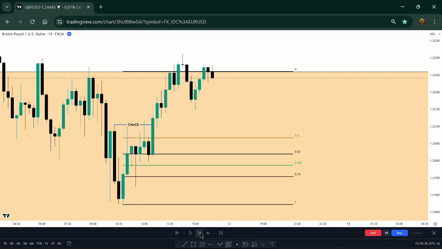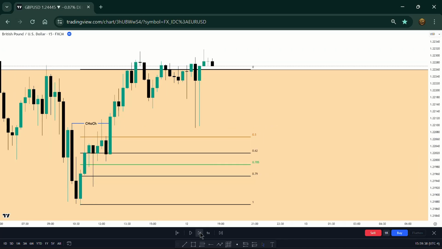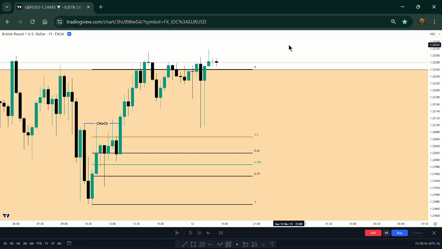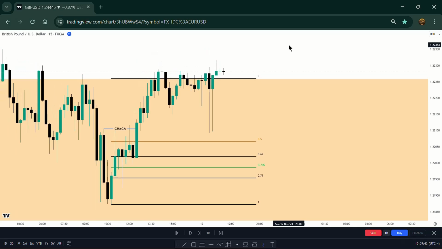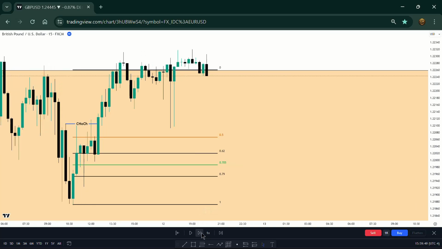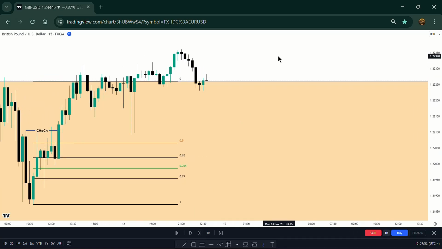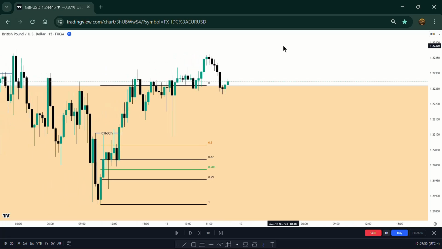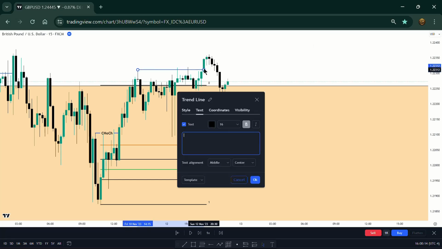Okay, so let's just wait. Oh, okay, it hasn't gone to a POI, it hasn't even reached the discount. Okay, so right here, guys, the market has made a break of structure. This is a break of structure. Okay, there was a change of character here, and this right here is our break of structure. Okay, this is a BOS.